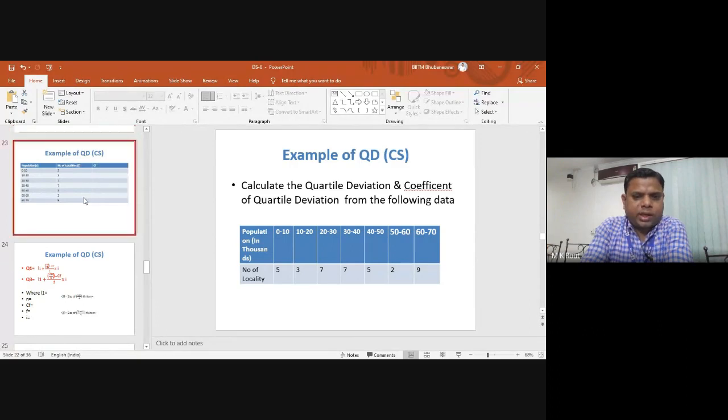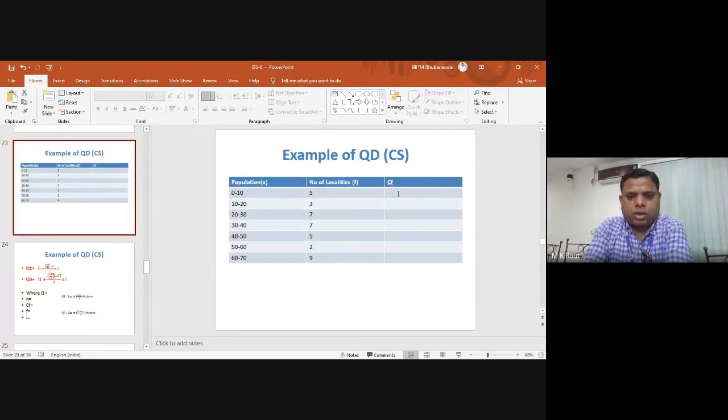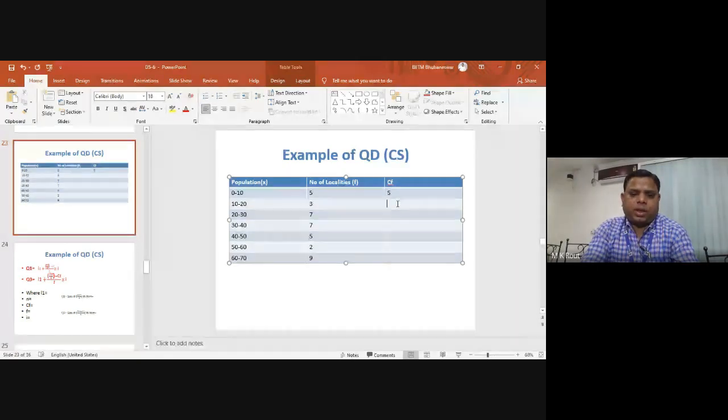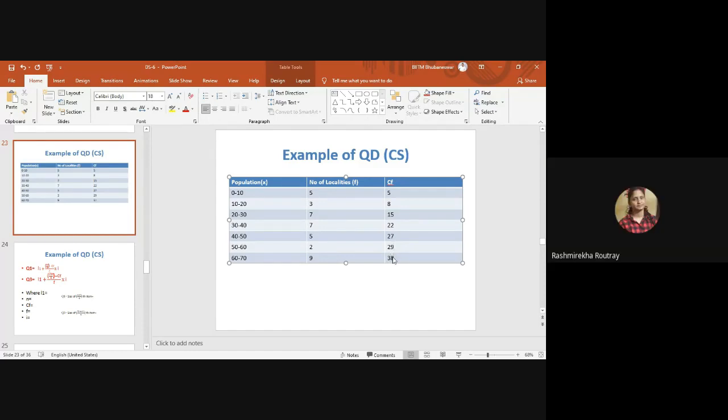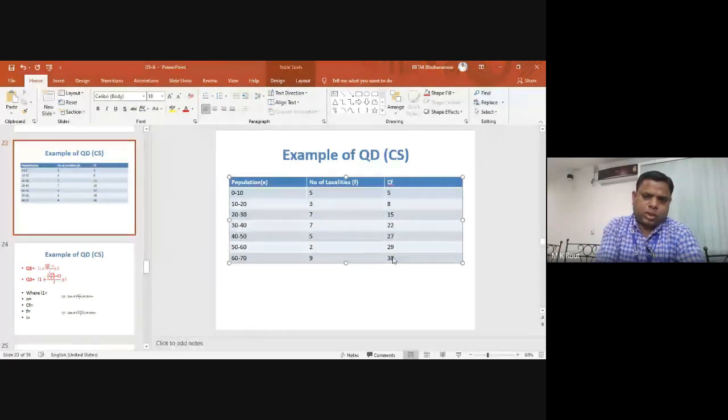Okay, move to the next slide. First, calculate the cumulative frequency, that is 5. 5 plus 3, that equals to 8. 8 plus 7, that is 15. 15 plus 7, that is 22. 22 plus 5, that is 27. 27 plus 2, that is 29. 29 plus 9, that equals to how much? 38. So here your n equals to 38.